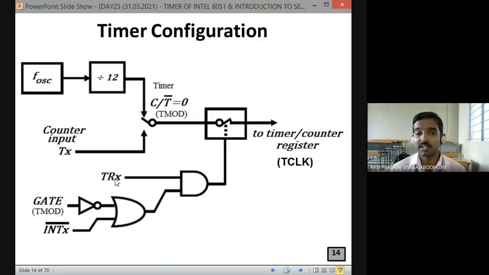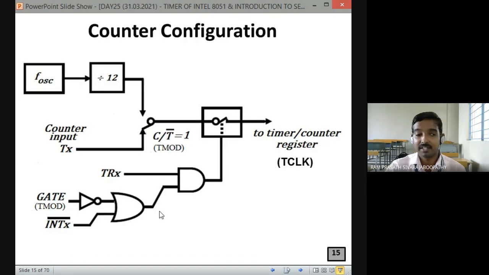டைமர் or கவுண்டர் எனக்கு ரன் பண்ணணும் அப்படின்னா இந்த பிட்டை நம்ம கண்டிப்பா செட் பண்ணணும்னு சொன்னோம். கரெக்ட்? ஃபைன். இது மட்டும் பண்ணா போதுமா? What about the other input to the AND gate? இது கண்டிப்பா என்ன வரணும்? Yes, the output of OR gate also must be 1.